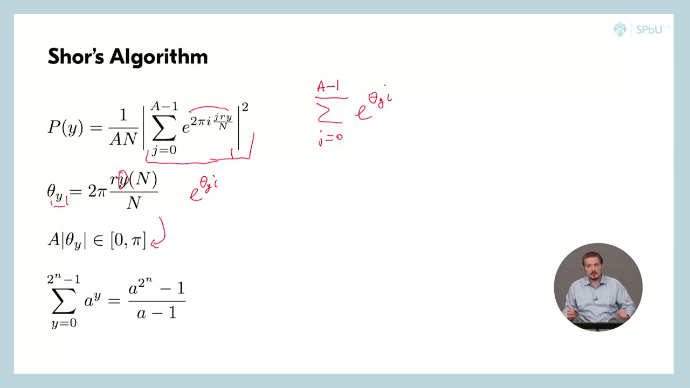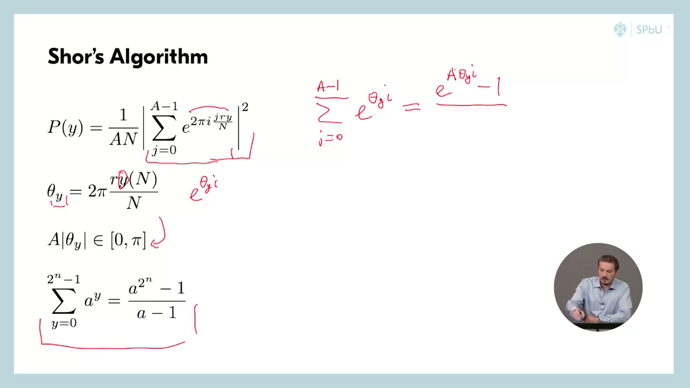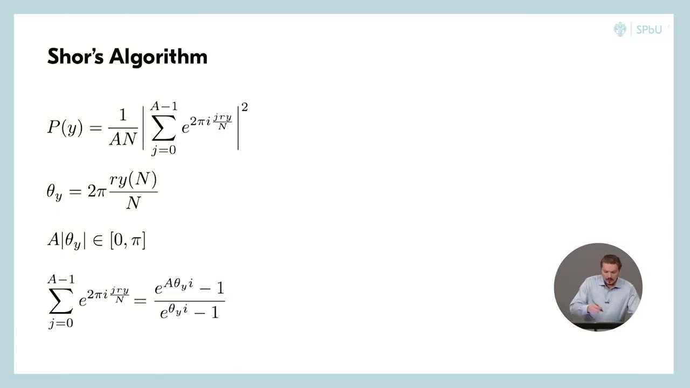We can notice that it is a sum of geometric progression. And we know the formula for this sum. And if we don't, we are still lucky to have it right here. So this sum equals to e to the a theta y i minus 1 divided by e to the theta y i minus 1. So this is what we have here instead of this sum.